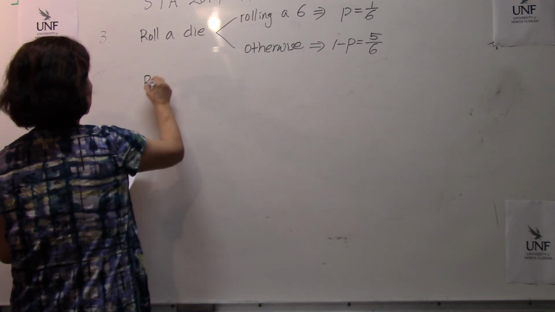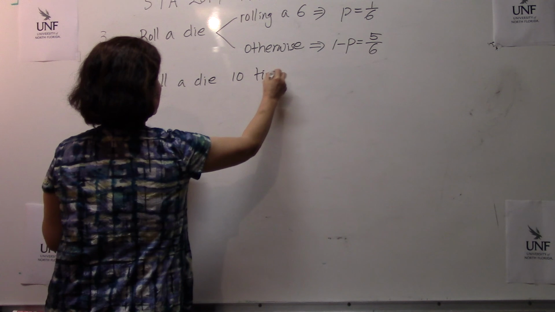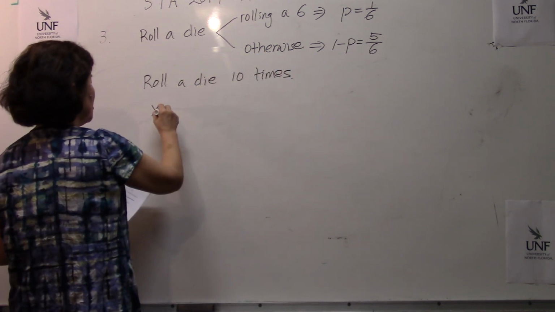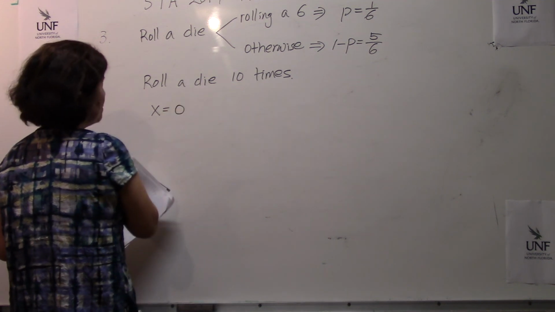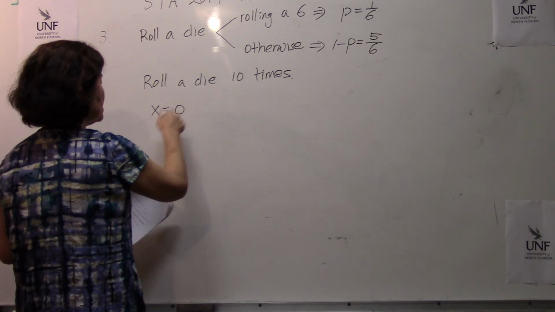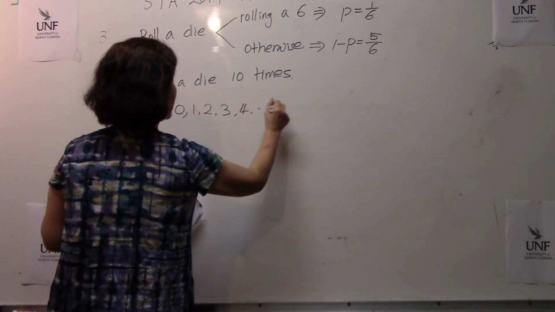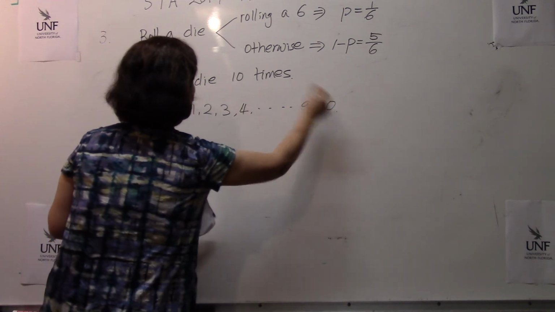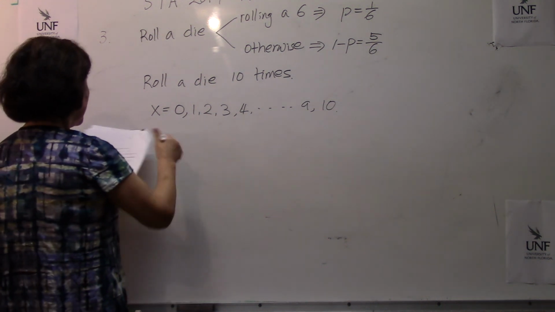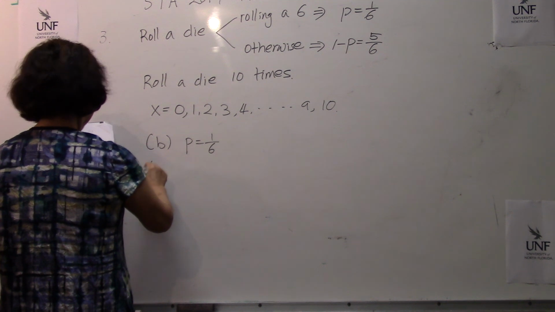So roll a die 10 times. So random variable x, what are the possible values? There is a possibility that you never see a 6. So that means x equals 0, 1, 2, 3, 4, up to 9, 10. Maximum of 10. Okay, those are the possible x values. And the probability here, p is 1 over 6. And c.